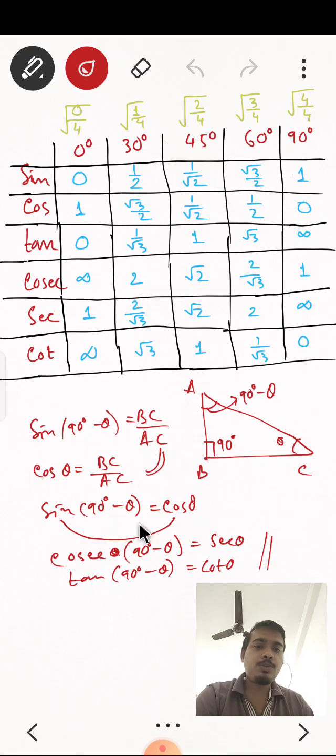So these two are called complementary angles. Similarly, cosec 90 minus theta is sec theta, and tan 90 minus theta is equal to cot theta. These two are also complementary angles.